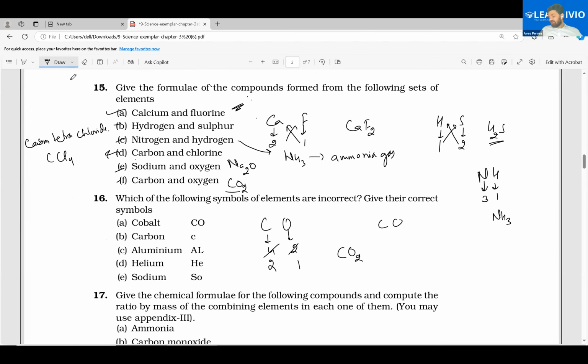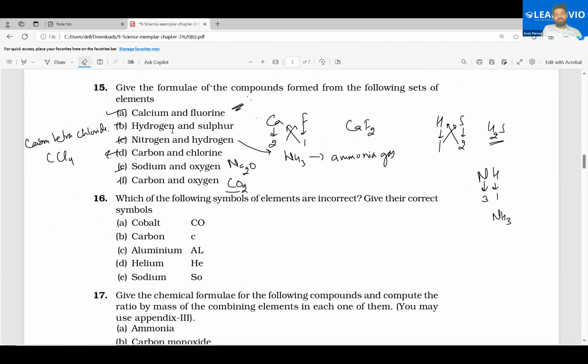Which of the following are correct formulas? In question number 16, which of the following are correct formulas? Only helium is correct. Because both the first and second letters are capital, this indicates carbon monoxide. If the O is also a capital letter, it represents a carbon and oxygen atom. For cobalt, the correct formula is C and a small o.